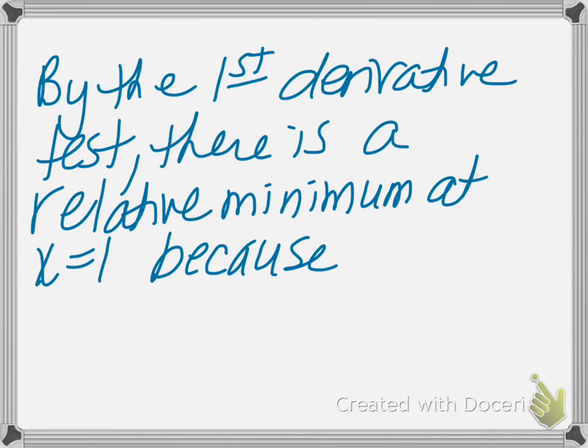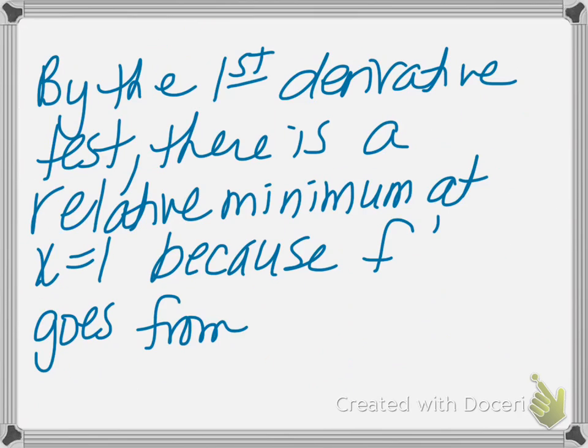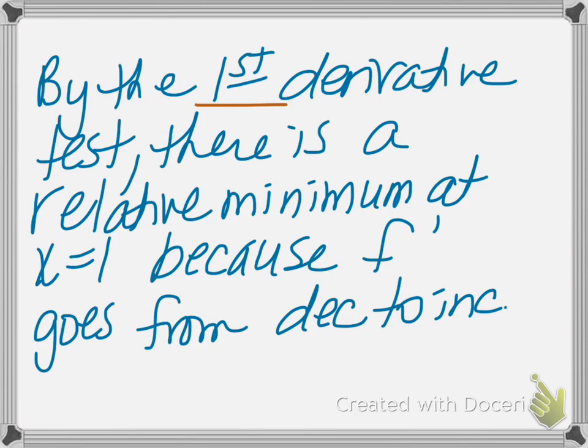because f prime goes from, what do we have? Decreasing. Okay. From decreasing to increasing. So the magic words here that they are really looking for is the first derivative test. You cannot say by the wiggle graph. You're saying by the first derivative test, and you have to say something like it's going from decreasing to increasing, or because there was a sign change. Okay, so that was one way to do it.